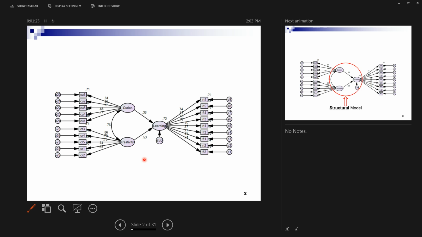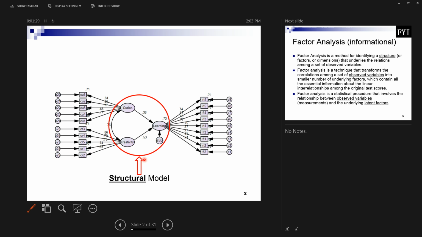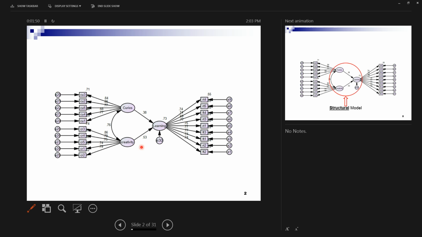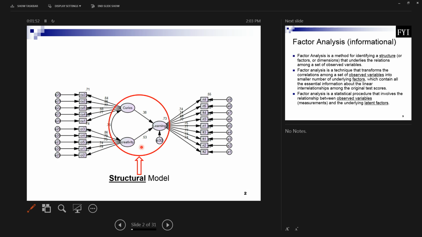And then there's the structural model, which is the relationships between those constructs. Tomorrow's CFA, more measurement model. Saturday we're going to hit the structural model. Today and tomorrow we're going to talk about the measurement model, both exploratorily and confirmatorily, if that's a word. I think it is. I'll pretend.